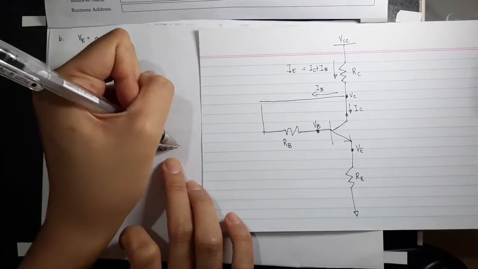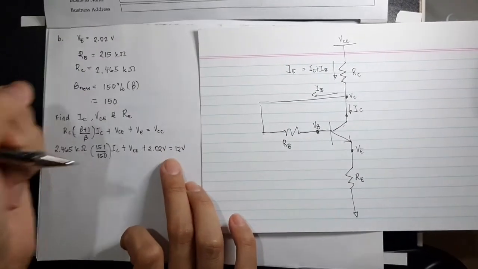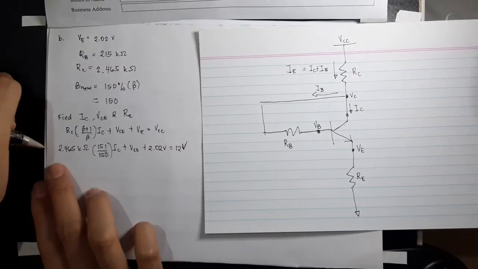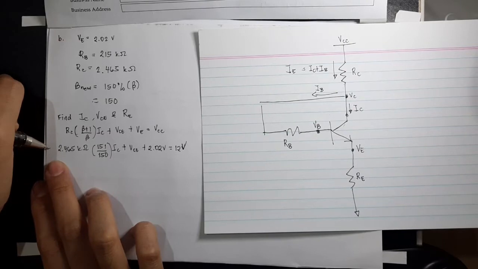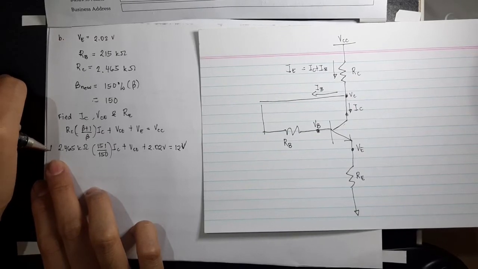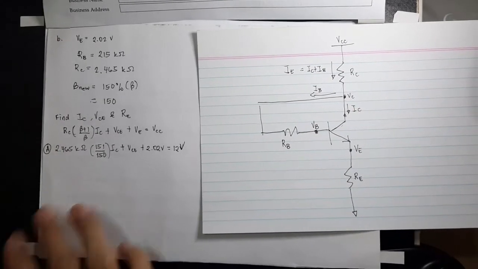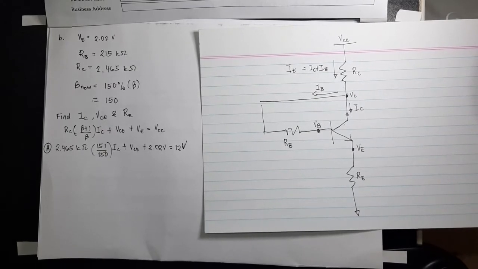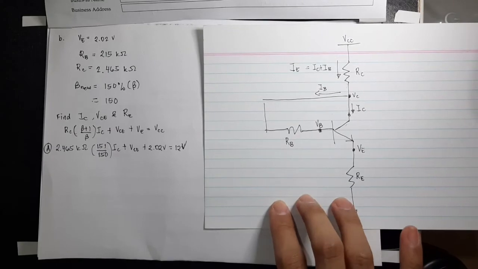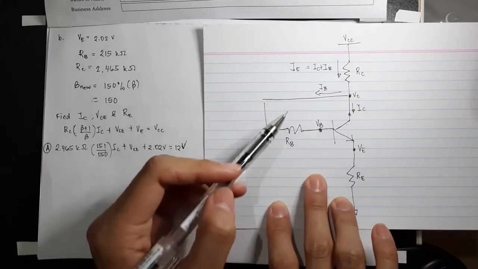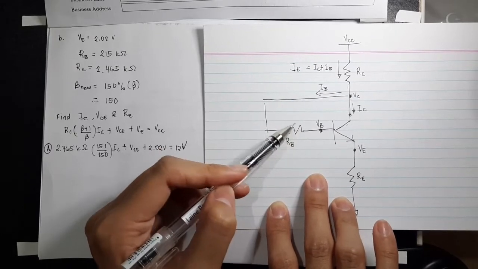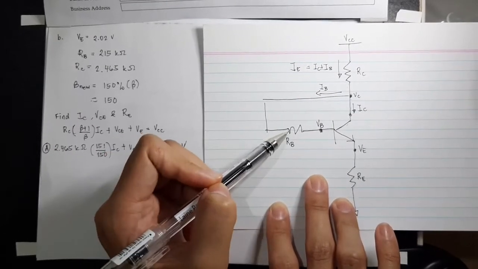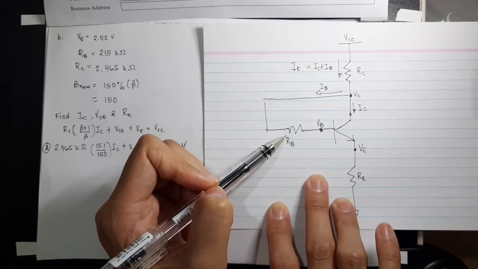These values are equal to 12 volts. Okay, that is our equation. Let's name this equation A. So next we can find the value of IB to be equal to VC minus VB all over R sub B.